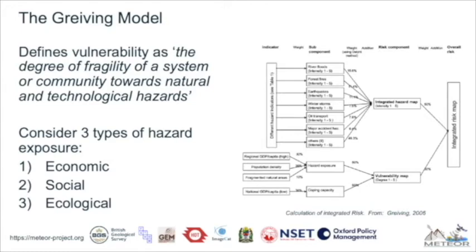First, economic: any factors that can affect the economy of a region that can be damaged by an extreme event. Second, social: assesses any factor that might make people more vulnerable, for example, their age or education. Third, ecological: assesses ecosystems and their environmental fragility.